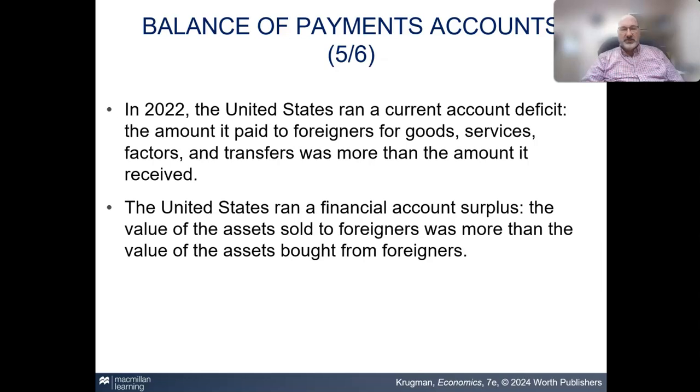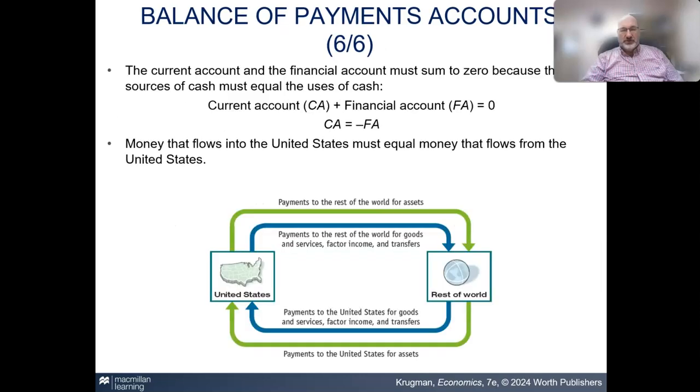So investment type. In 2022, the U.S. ran a current account deficit. So the amount that it paid to foreigners for goods and services, factors, and transfers was more than the amount it received. But it ran a financial account surplus. So the value of the assets sold to foreigners was more than the value of the assets bought from foreigners.